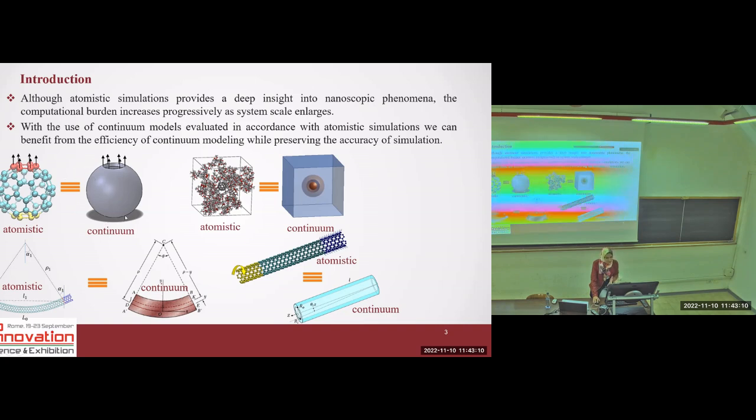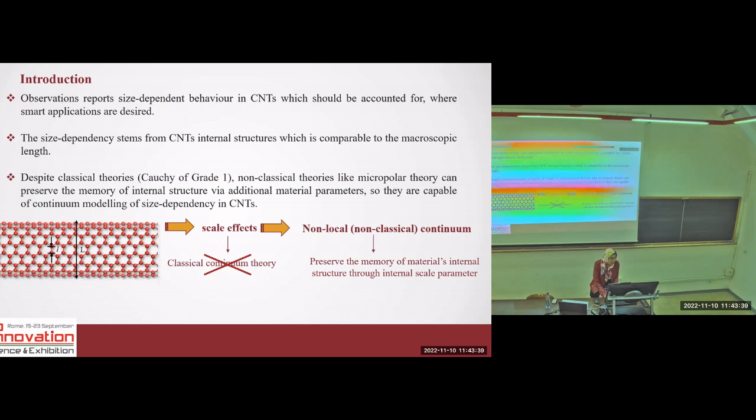Here we use the shell theory, which is a classical theory, and also here we use a modified form of Mori-Tanaka theory, which was also a classical theory. But we also simulated carbon nanotubes and we observed some size dependency and irregular behavior that we were not able to capture with classical continuum theories. So we tried to use non-classical theories, and in this case we used micropolar theory to describe the observed behavior.